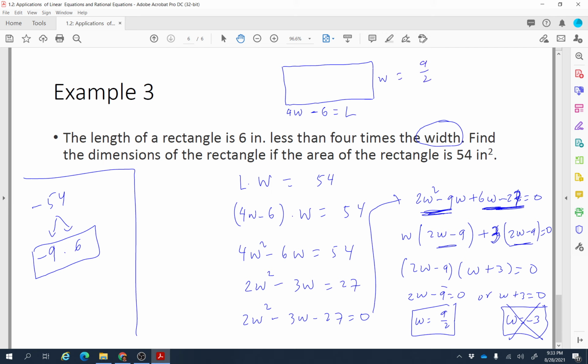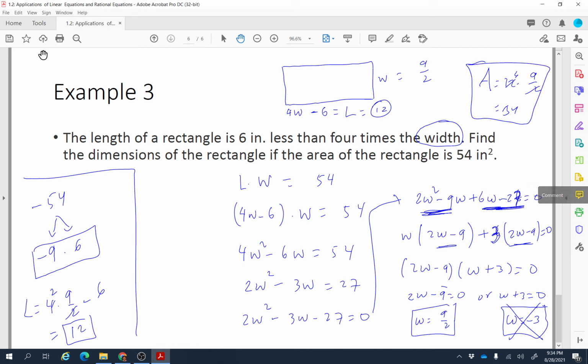And the length is 4 times the width minus 6. So length is 4 times 9 over 2 minus 6. If I simplify that, 4 times 9 over 2 is 18, minus 6 is 12. So length is 12 and width is 9 over 2. If you multiply 12 and 9 over 2, that will give you 54 as the area. So length is 12 inches and width is 9 over 2, such that the area would be 12 times 9 over 2, which is 54 square inches. So that's true. So in this way we can solve word problems using quadratic equations.